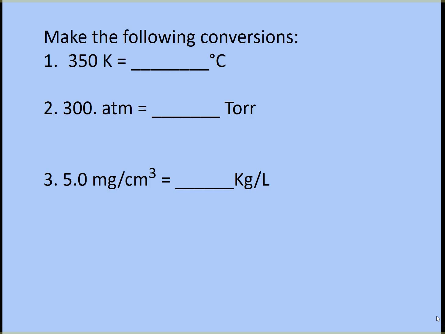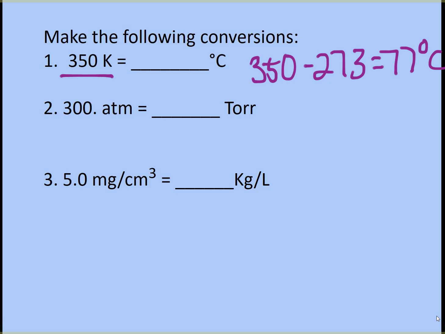If you'd like to try them on your own and then check, you're welcome to do that, or you can just follow along here. So we have 350 Kelvin. Remember, Kelvin's always bigger, so I know that I need to subtract 273. And when I do that, I'm going to get 77 degrees Celsius.